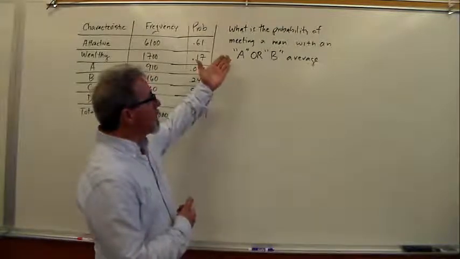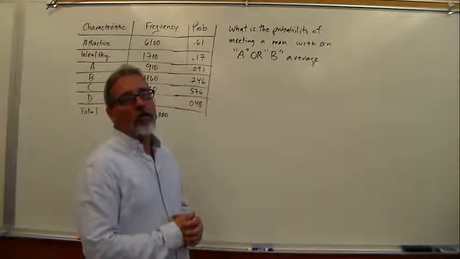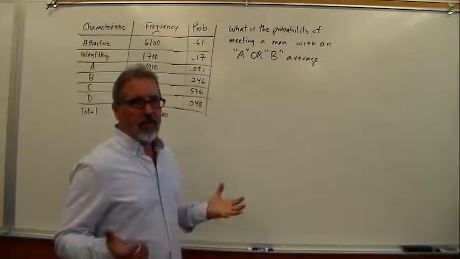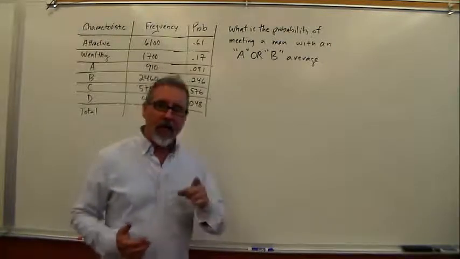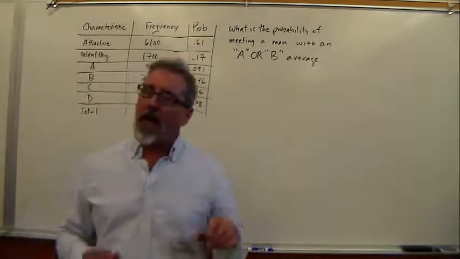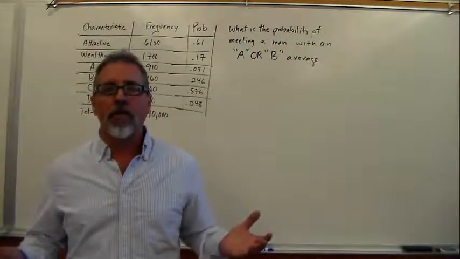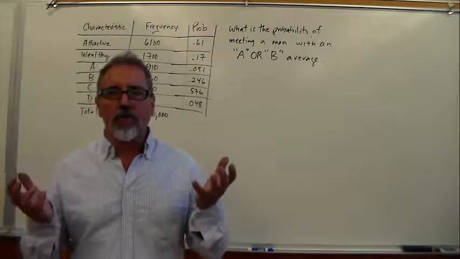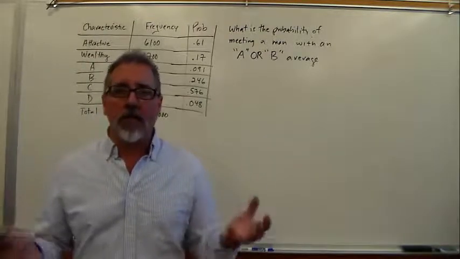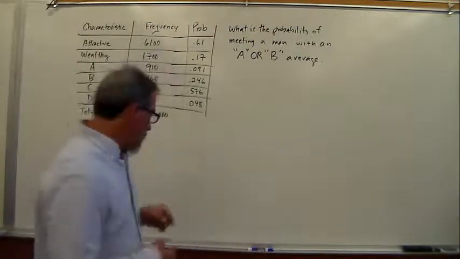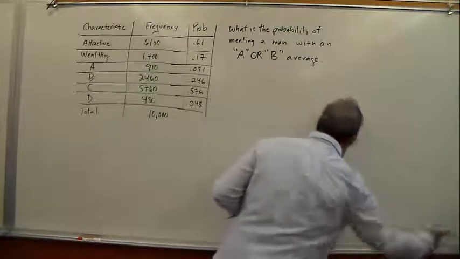So you're looking for a man now who has either an A or a B average. A or B average. Okay? Now, when you're less picky, I'll take either this or that, do you think the odds go up or down? Odds go up. You're less picky, you've got more choices, better probability. The only way you do that is by adding.